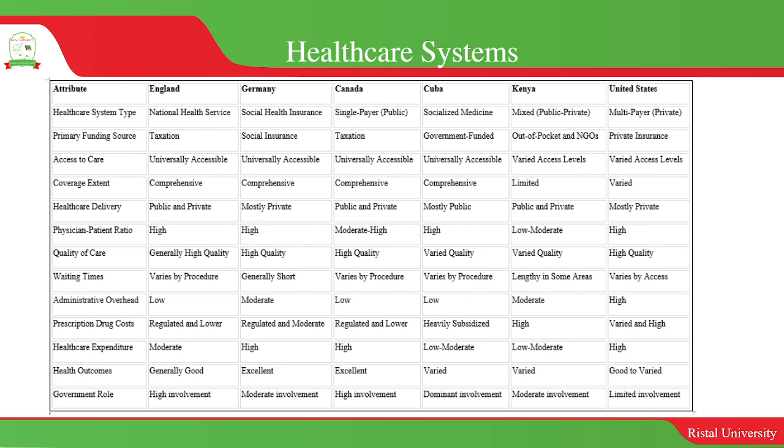selected some countries. I've selected UK, England, Germany, Canada, Cuba, Kenya, and United States. This is a deliberate choice. I made a deliberate choice to choose these countries. Why? Because they are extremely unique. They are not the same. Okay? They are not the same.